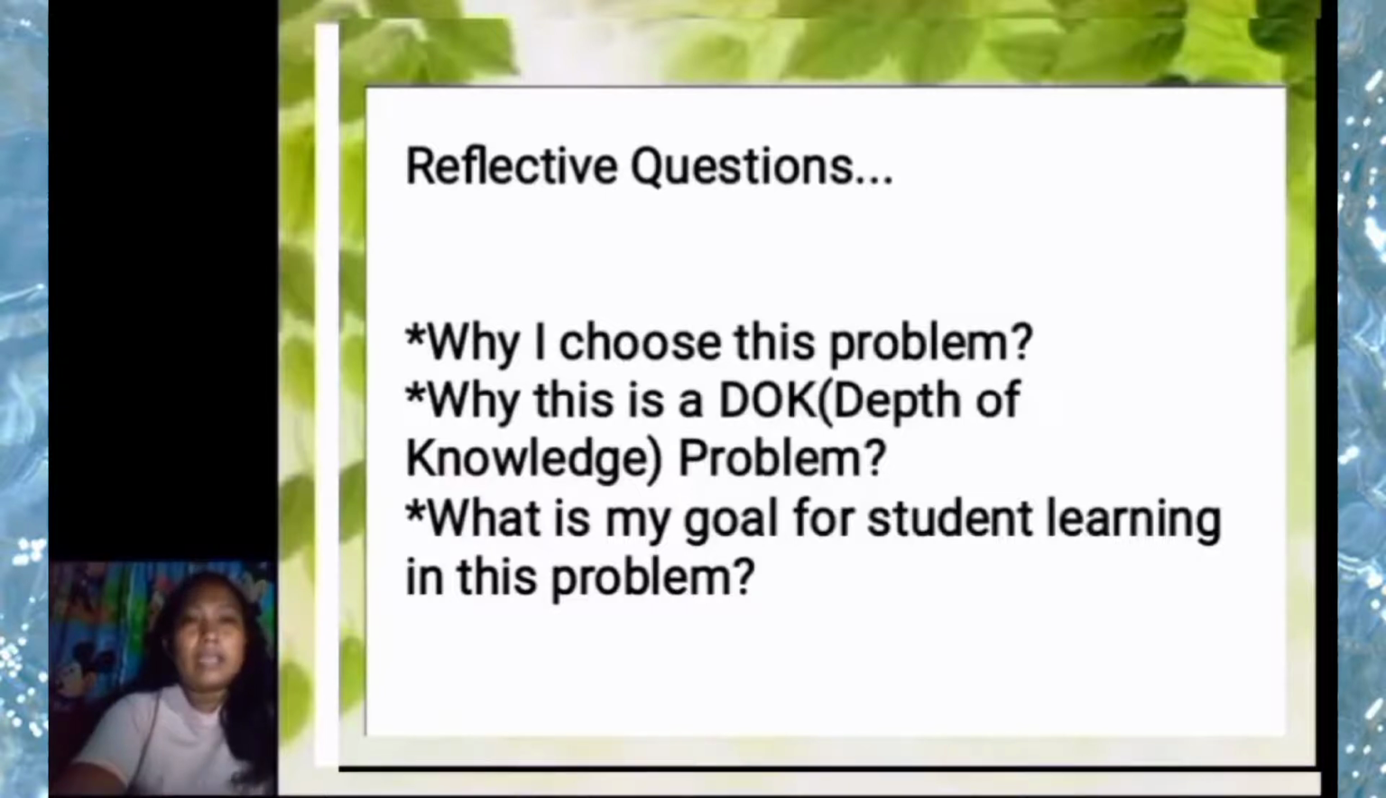So why is this a DOK 3 problem? DOK is depth of knowledge. Depth of knowledge refers to the level of thinking a certain question requires to formulate an answer.